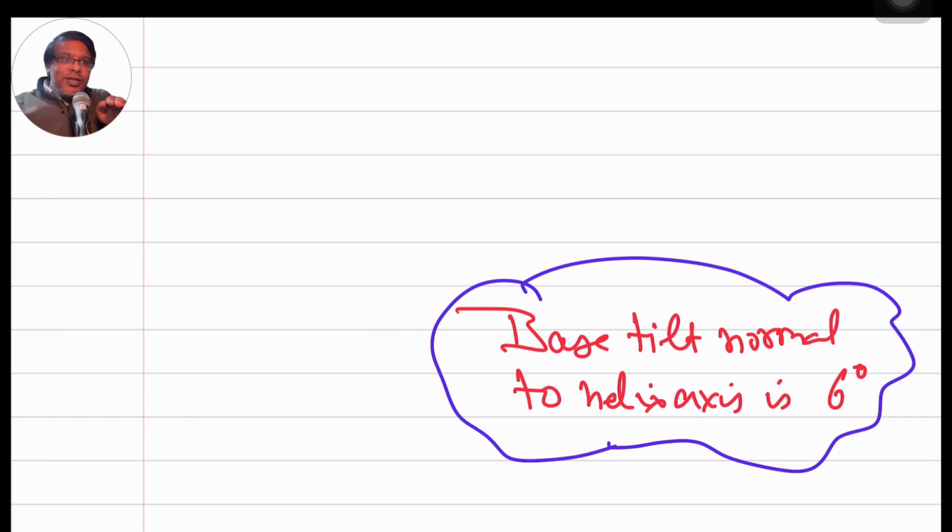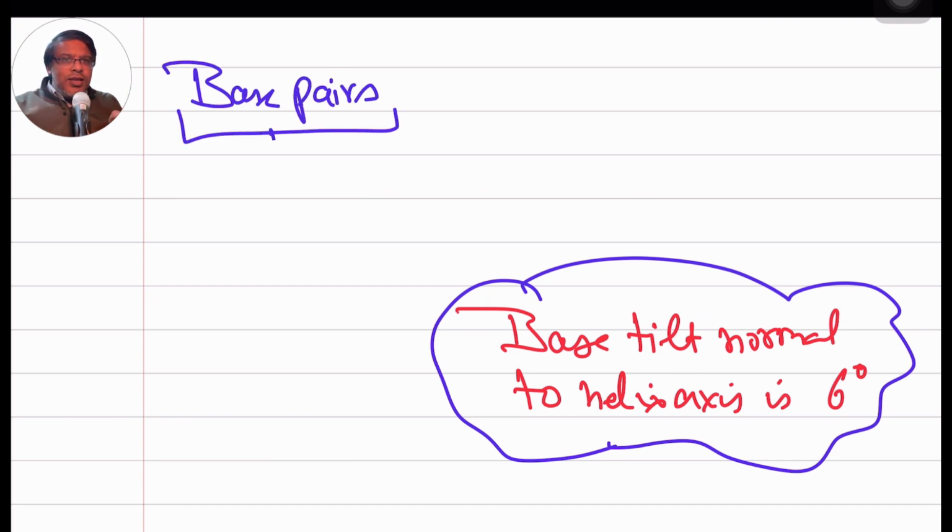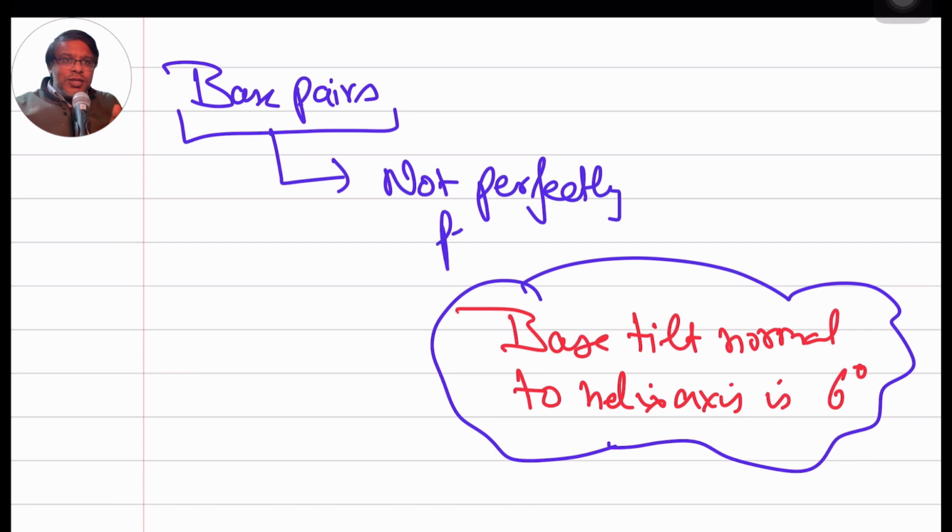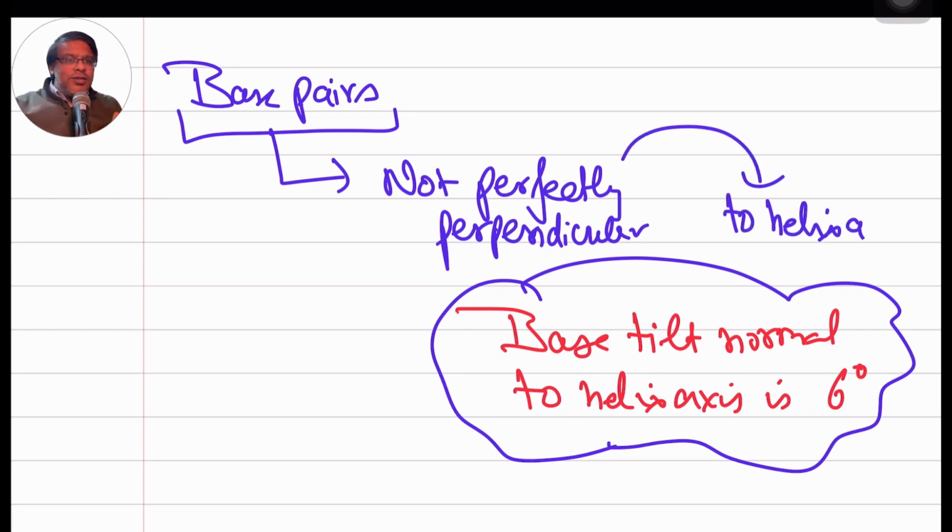Next important point here, keep in mind, in the case of DNA, the bases are tilted. Okay, they are not present perpendicular to the helix axis. They are not at a perpendicular right angle. So here keep in mind, the bases are tilted by 6 degree. In the case of DNA, as I have told you, the bases are present inside, and if you see their position, they are not perfectly perpendicular compared with the helix axis. So here keep in mind that bases are tilted by 6 degree.